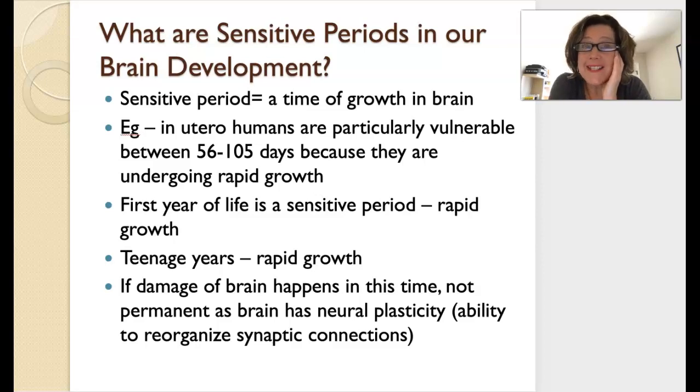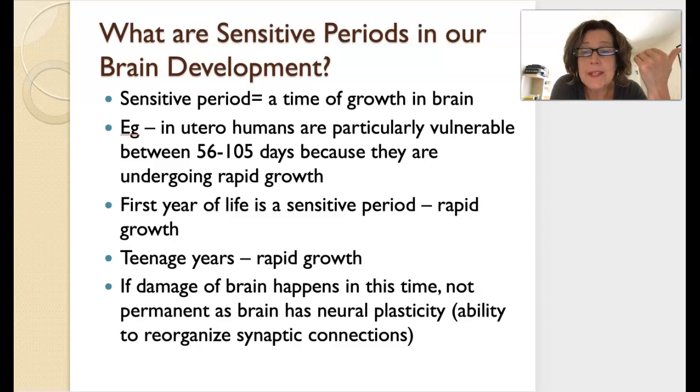First year of life is a sensitive period, right? Think about 0 to 1, how much they are growing and how much they change. A little newborn, all the way up to a 1-year-old who can walk and is starting to say their first words. Teenage years, rapid growth. So again, if you damage your brain or have an accident in some of these periods, it's a little trickier to recover because the brain is so rapidly changing.